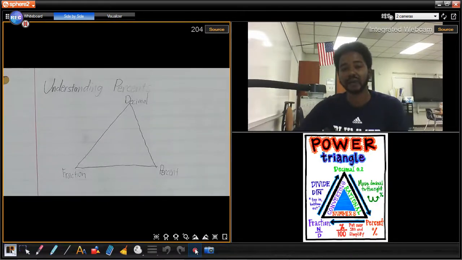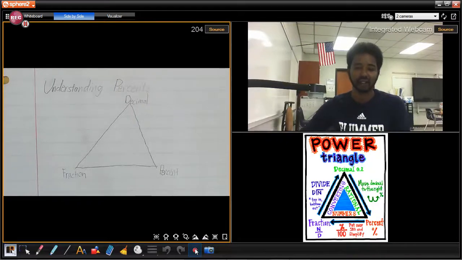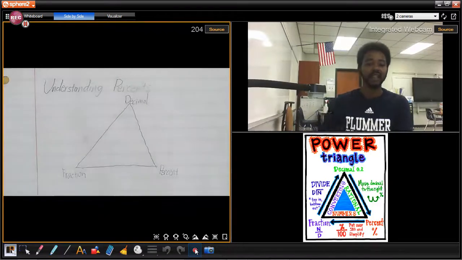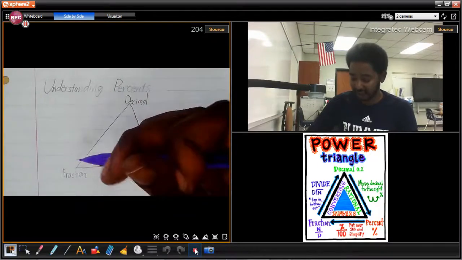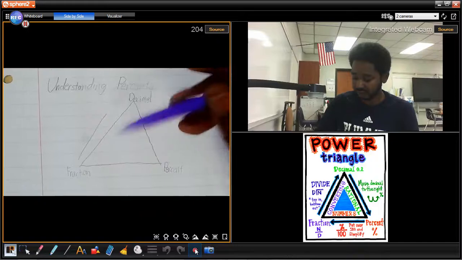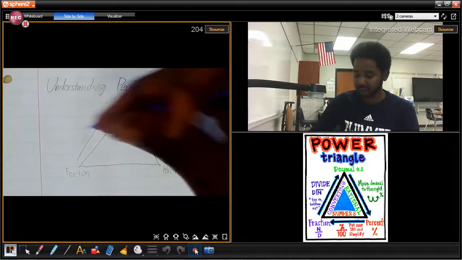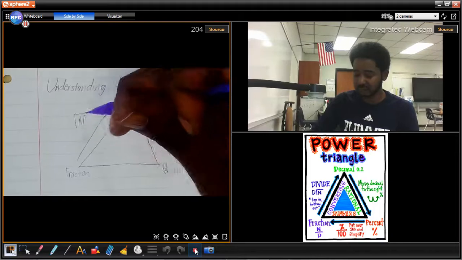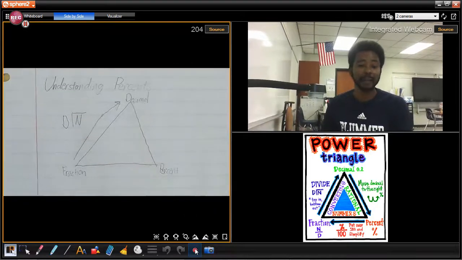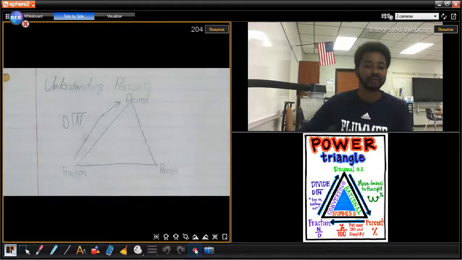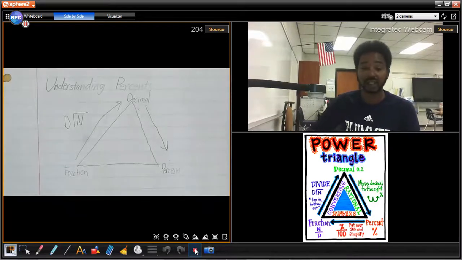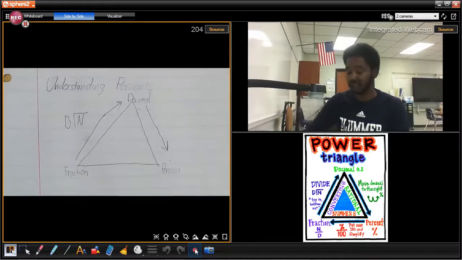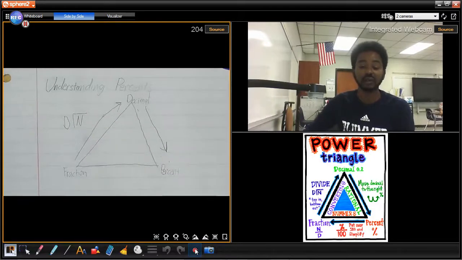Yesterday you were focusing on fractions and decimals. Now we're going to add to that by adding percents. If you notice here, I have drawn a power triangle. Yesterday you did this arrow, moving from fractions to decimals, when you divide the numerator by the denominator. But now we're going to add percents. So if we go from a decimal to a percent, we're going to move the decimal point 2 places to the right.